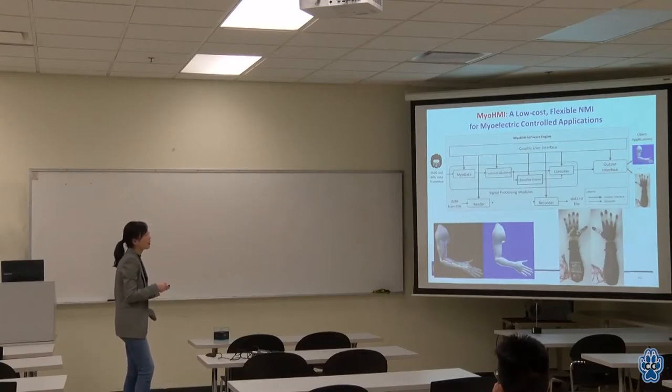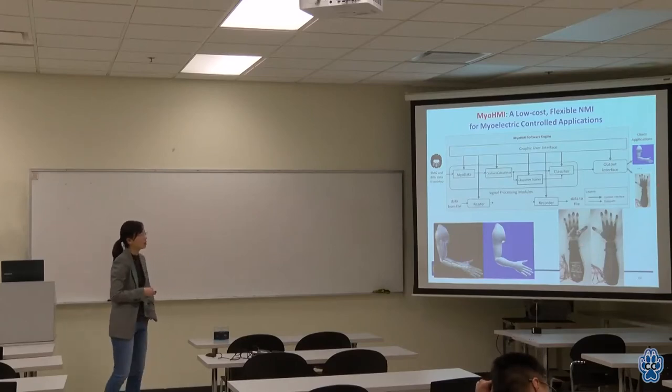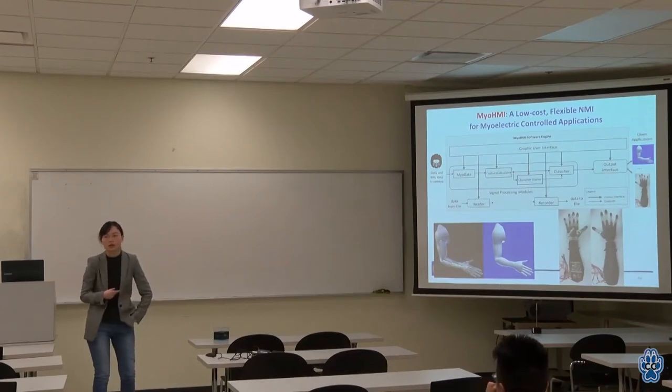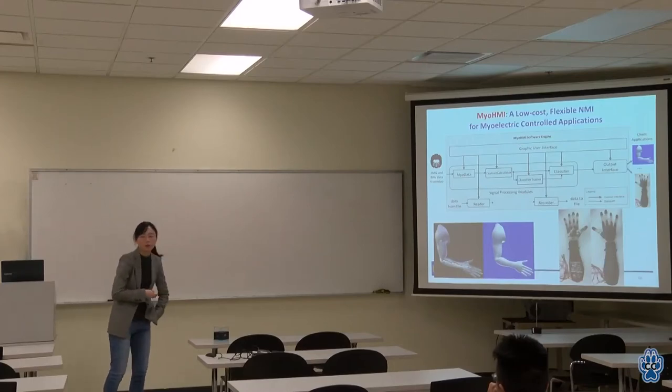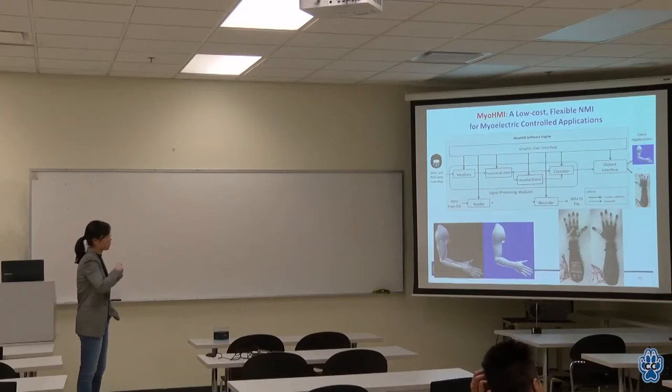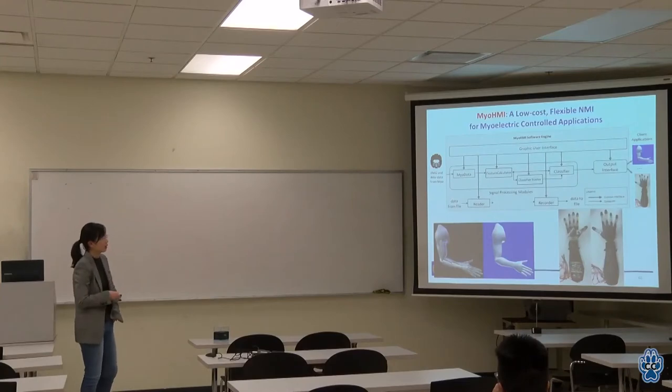We have a few different evaluation platforms so far in our lab. One is a 3D printed prosthetic hand. It was developed by one undergrad student in our school, majoring in mechanical engineering. And we have a virtual arm that was developed by an undergrad student in computer engineering, using Unity software.